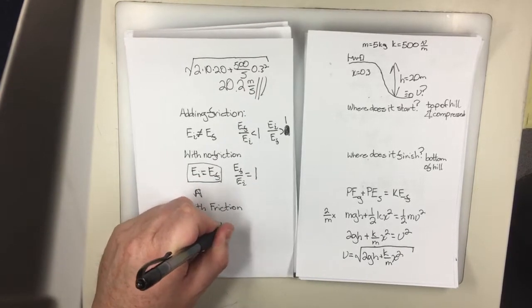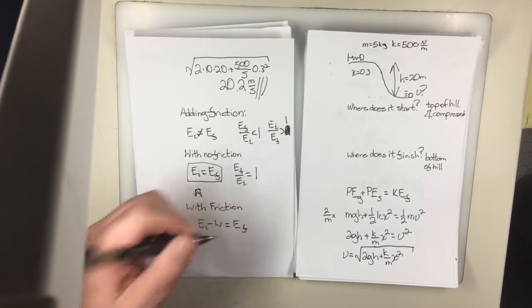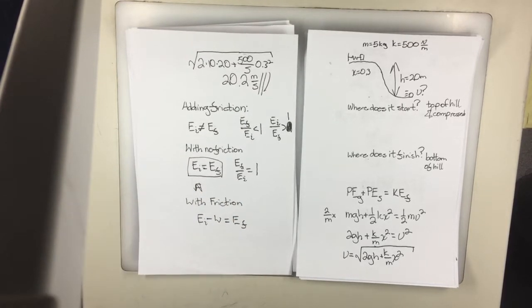But I write it like this. The energy initial minus the energy removed through friction is the final energy that you have. I like to think of it as the checking account equation. The money that you have at the end of the day is equal to the money that you have at the beginning of the day minus the money that you spent. So we need to determine how much energy friction spends.